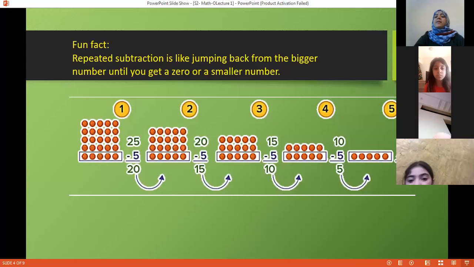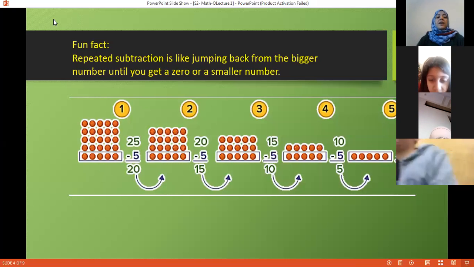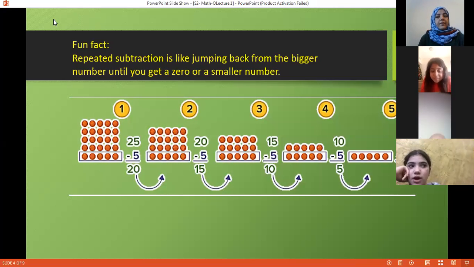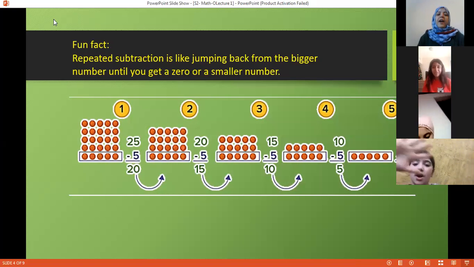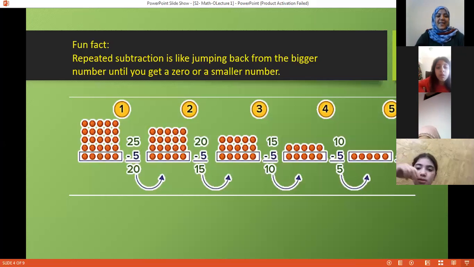So how many times? Who can tell me how many times did I subtract 5? 5 times. Very good. So as if I'm saying 25 divided by 5, it's 5. So 5 times 5 is 25. So at 25, I'm taking every time 5 balls from the 25, as if I'm subtracting 5 times.